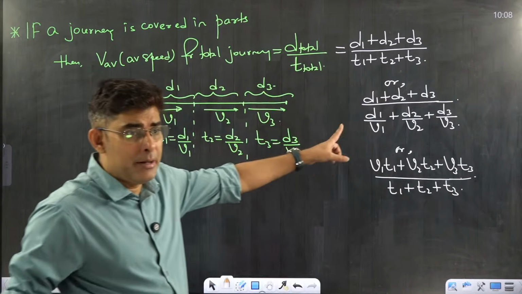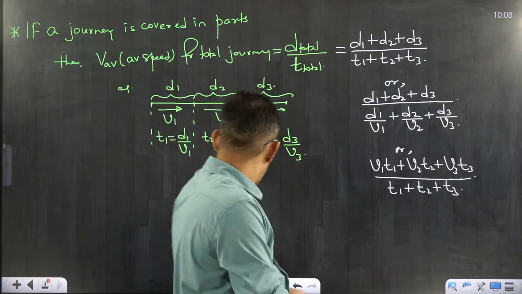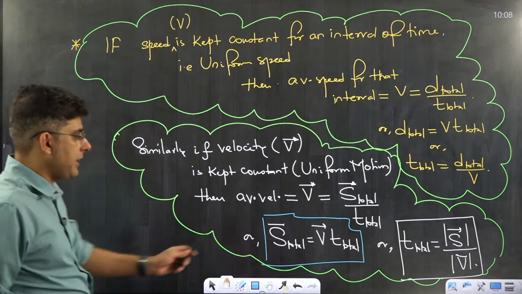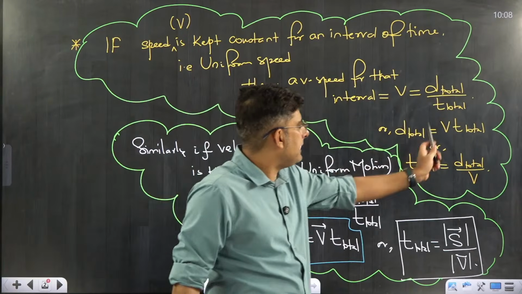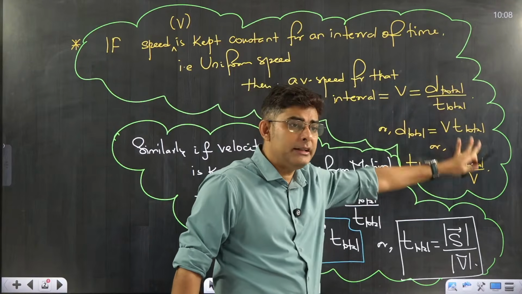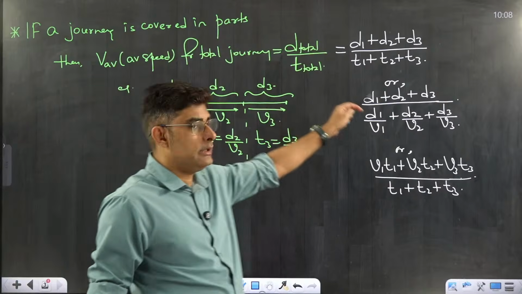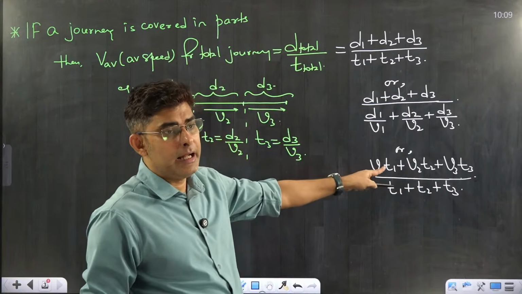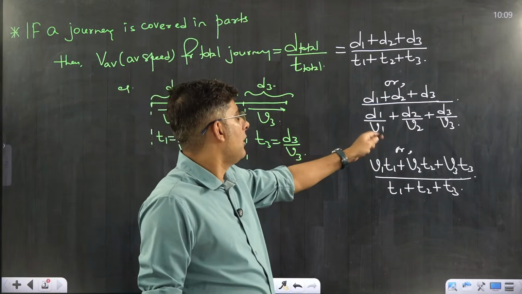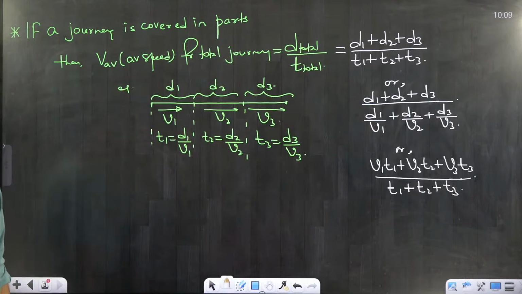If you are able to understand this, we are just using the formula which I told. Let me quickly show you on the previous page. D is Vt, T is D by V, or V is D by T. If you use any of these three forms, you will get whatever we have written over here. Either they give speed and time, or distance and time, or distance and speed. In any of the three forms we can write this. Is it clear to everyone?